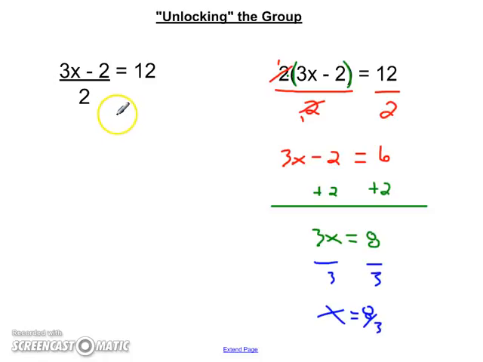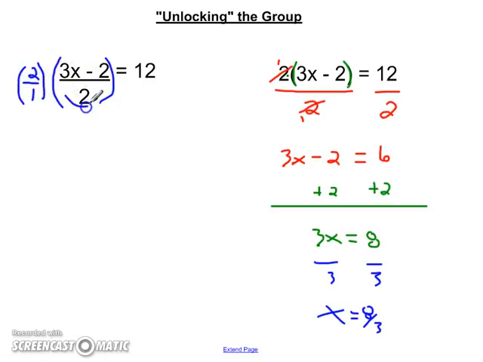Now, going back over here to the first example, you'll notice now the grouping here is being done by a fraction bar. Okay, fraction bars can be division symbols, or can be grouping symbols, and it is a division symbol. Okay, so in this particular case, before we do anything with the 3x minus 2, we have to unlock the group by getting rid of the divide by 2. Well, how do I undo divide by 2? Well, I multiply by 2. And this is a fraction, so I'm going to use the fraction version of 2, which is 2 over 1.